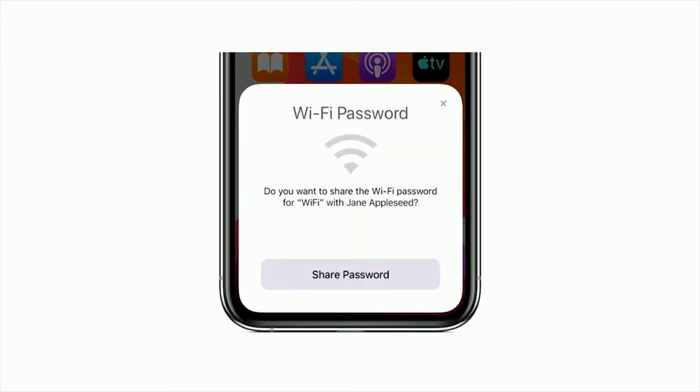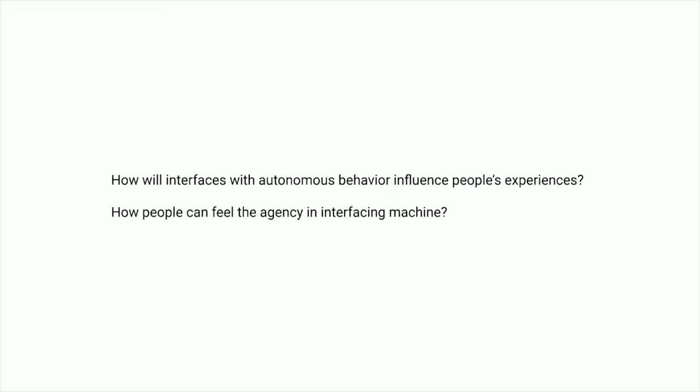A more interesting example I found is the Wi-Fi password sharing function on iOS. This gives me a strange feeling that these devices know others around them and talk to each other under the surface. Not likely having AI in this function, but they have the autonomous behavior to react to other iOS devices' presence. So I started to question how this kind of thing, machines and interfaces with autonomous behaviors, influences our experience. And do people feel the same way as I did?